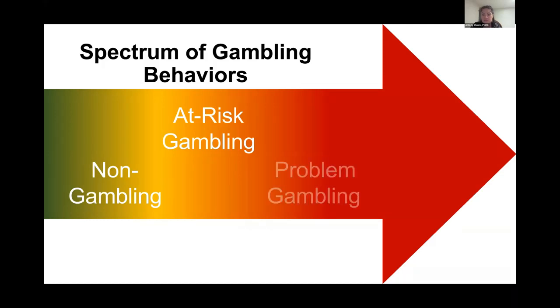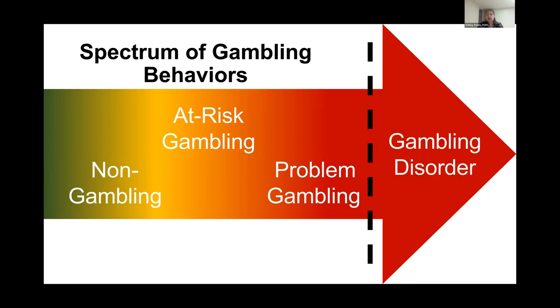For those that progress into problem gambling, they usually cross the Rubicon into this red area once the gambling behavior directly impacts other areas of their lives. That's when it transitions to problem gambling. And that's generally when we start stepping in to do our awareness and direct assistance to people impacted.